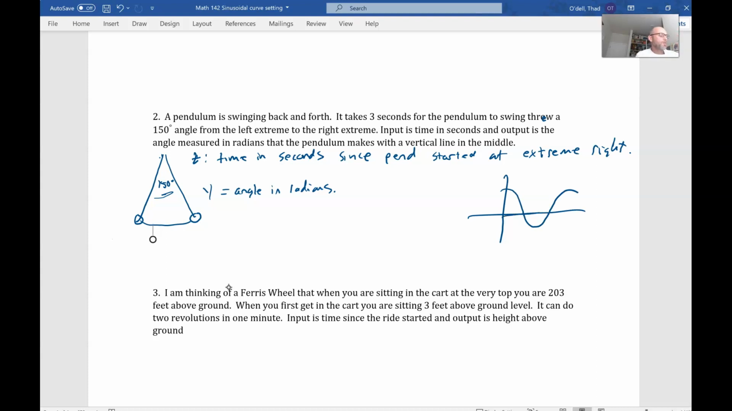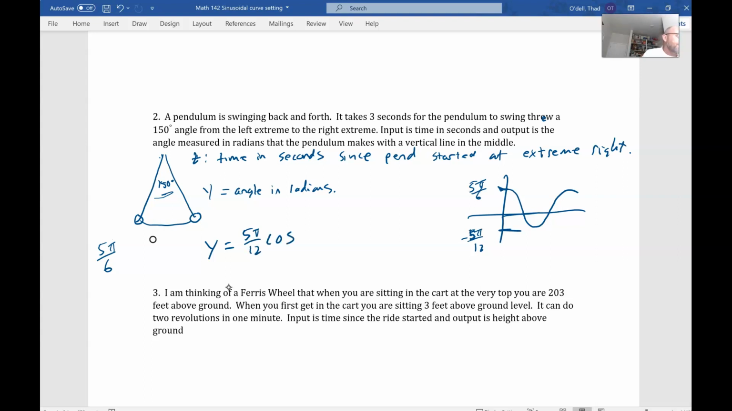Right? And since this whole thing is 150 degrees, which would be 5 pi over 6, that means the top point is going to be half of that, which would be 5 pi over 12, and this bottom point down here would be negative 5 pi over 12. Right? And so just from that quick little sketch, we should be able to write this. My amplitude is 5 pi over 12 because that's half the total distance. We're going to use cosine because I'm starting at the top.